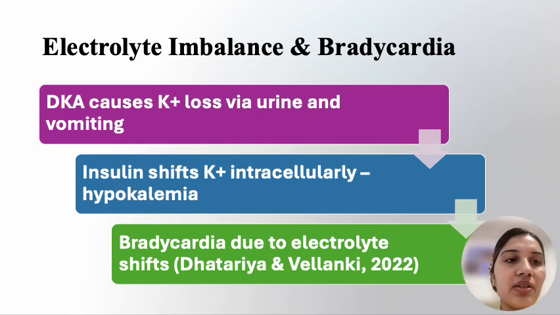Diabetic ketoacidosis causes potassium loss through urine and vomiting. She had a long history of vomiting and diarrhea. And insulin shifts potassium intracellularly, which causes hypokalemia. Bradycardia is due to electrolyte shifts, according to the research.